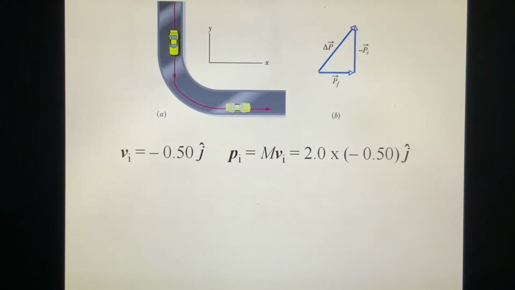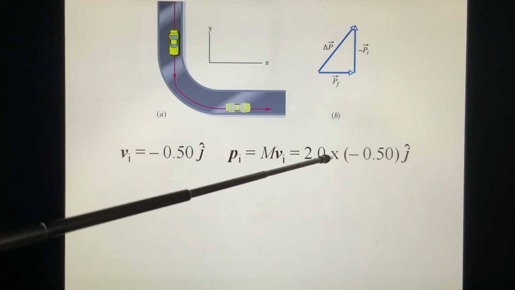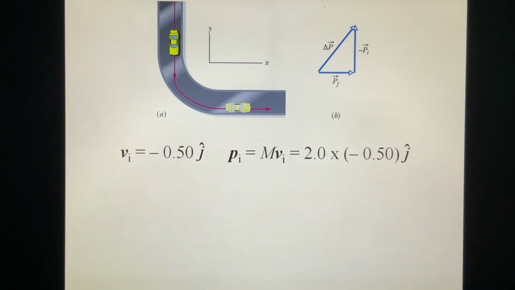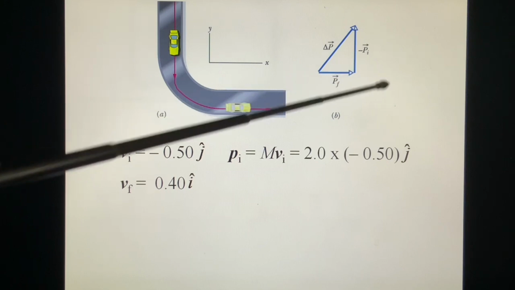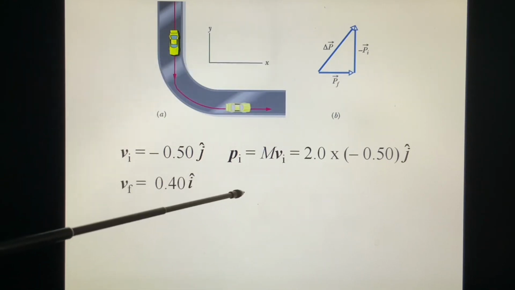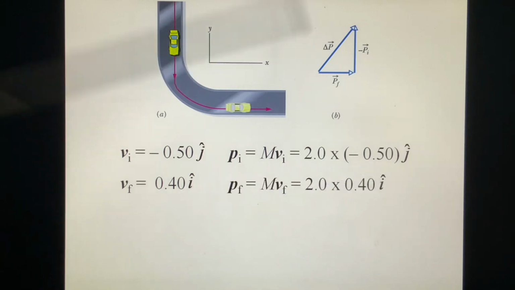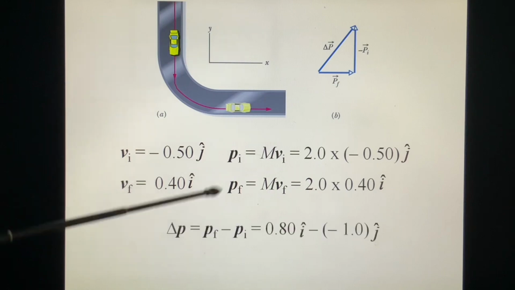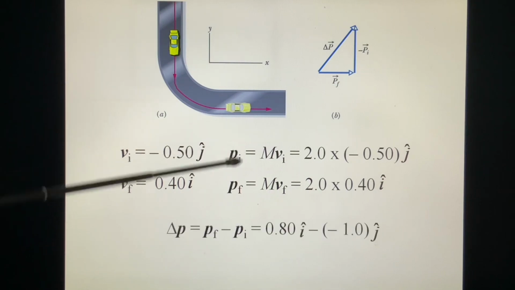Now we read this one. V1 is 0.50 j, negative because it is downward. So p initial is m v initial, with m equal to 2.0. V final is positive 0.40 i, along the x direction. So p final is m v final, in the i direction. And then the change delta p equals p final minus p initial. So this one minus this one. That's all.